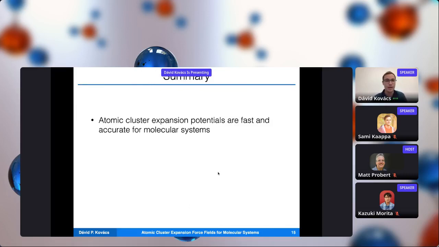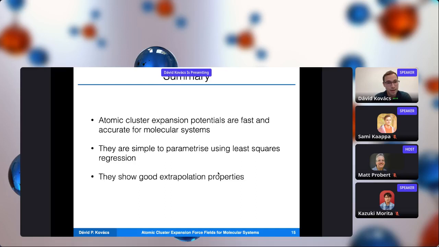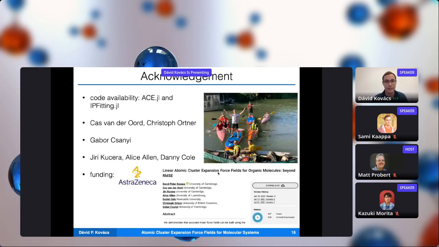So to summarize, I was trying to demonstrate that the atomic cluster expansion potentials and linear force fields are fast and accurate for molecular systems. They are pretty simple to parameterize using least squares regression and gradient-free solvers, and they show good extrapolation properties and smoothness. So with that, I'd like to thank you for your attention.